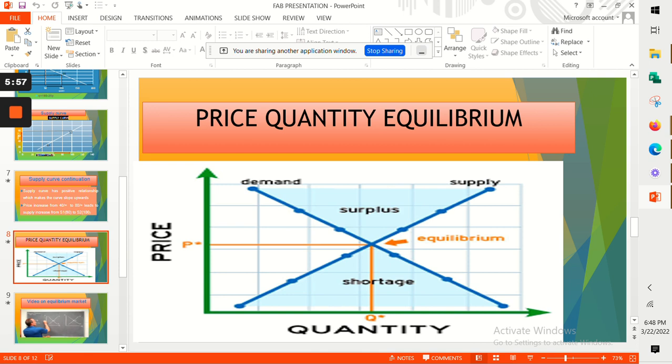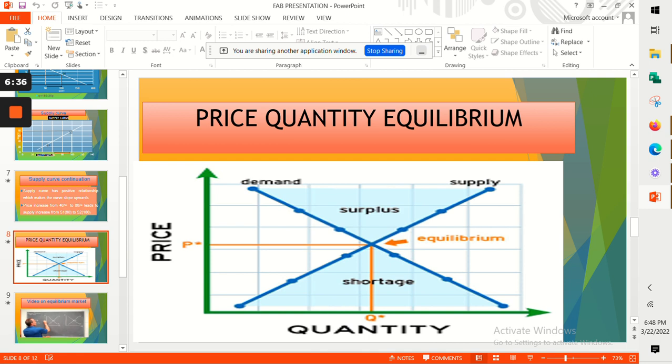This is where the intersection of demand and supply is. This is the demand curve, and this is the supply curve, and you can see that the demand curve is sloping, as we said, from left to right, and supply is sloping up from right to left. In this case, you can see at price P and quantity Q, where the demand and the supply intersect each other, this is where we say there is equilibrium in the market, as we understood earlier.